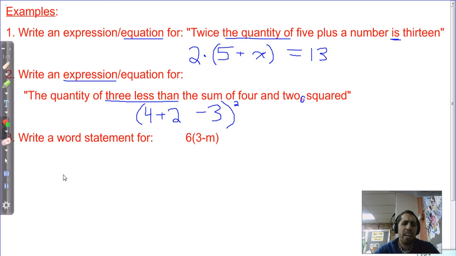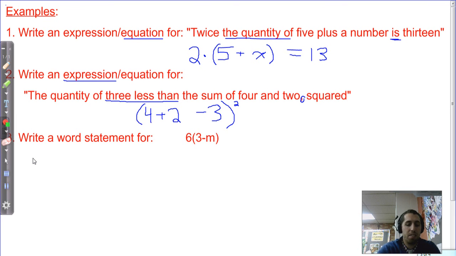The last example I have for you, it says write a word statement for, and then you have 6 on the outside of parentheses and 3 minus m. So I'm going to give you 2 examples of how we could do this. We know that if the number is right outside of parentheses or it's right next to a variable, if they don't write the operation, we know that we're multiplying. So this is 6 times 3 minus m.